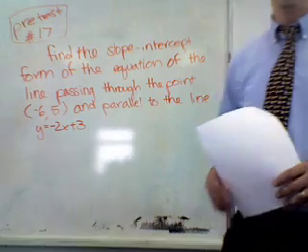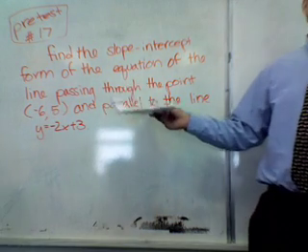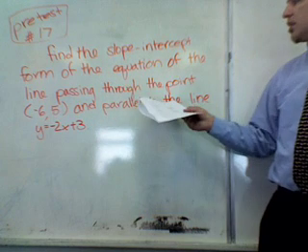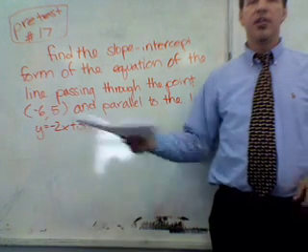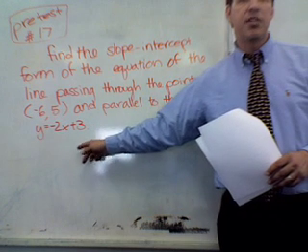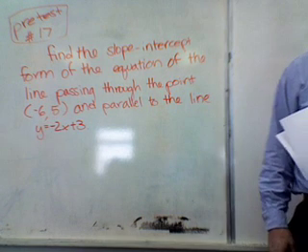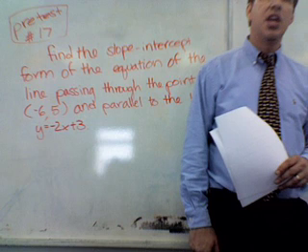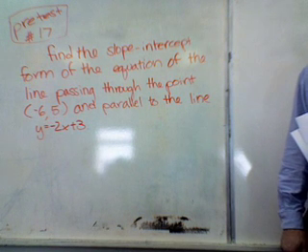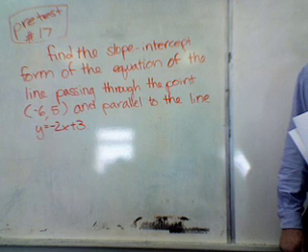Okay? We're doing number 17 on your pretest, and it runs as follows. Find the slope-intercept form of the equation of the line passing through the point (-6, 5) and parallel to the line y equals -2x plus 3. First of all, what do we know about parallel lines? Gian: The slope has to be the same.